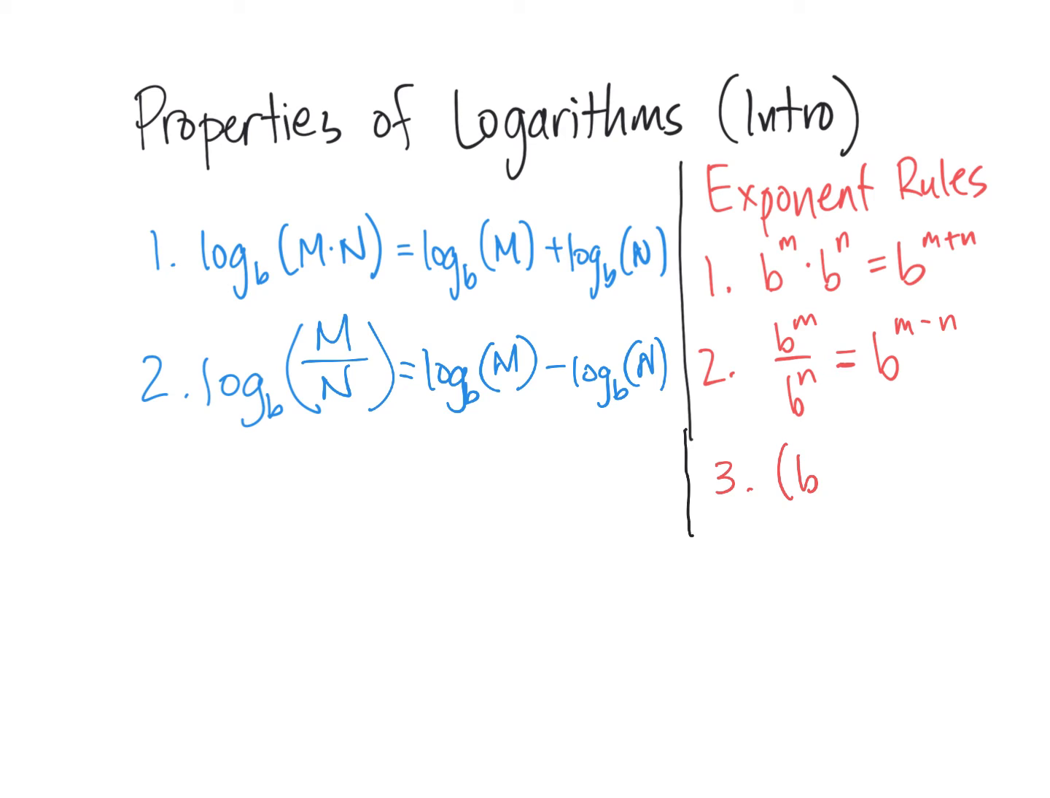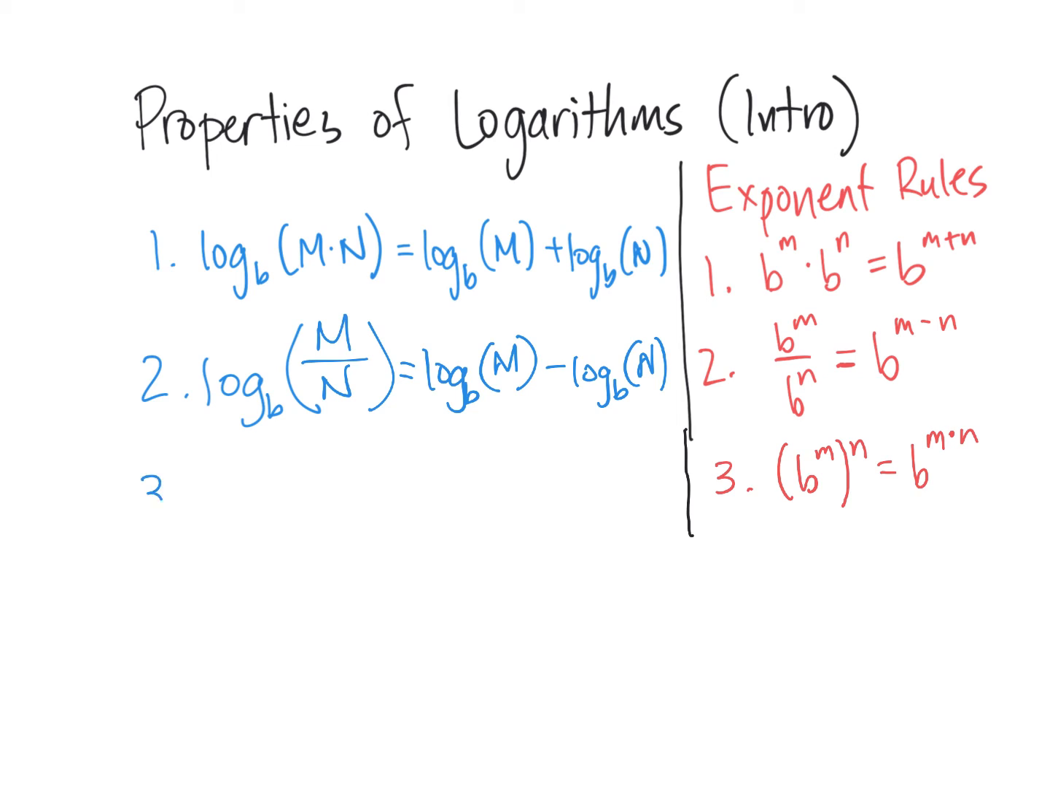Okay, the last exponent rule says if I take the base of something raised to some power, and then I raise it to another power, another exponent, if I have exponents separated by parentheses like this, then I can get rid of those parentheses by multiplying those exponents together.